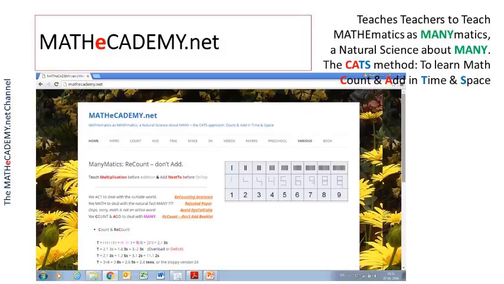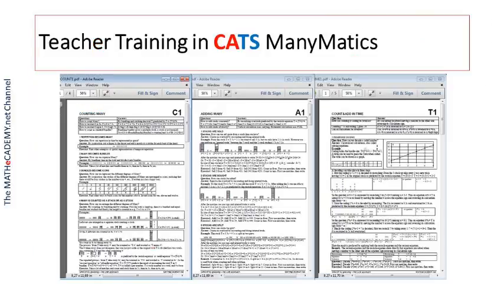The mathacademy.net is designed to teach teachers to teach mathematics as many-matics, that is, as a natural science about many. At the mathacademy.net, teachers learn about many-matics through the CATS method: count and add in time and space. The material has a question and answer format, allowing concrete activity learning at the primary level, and gossip learning at the secondary level.